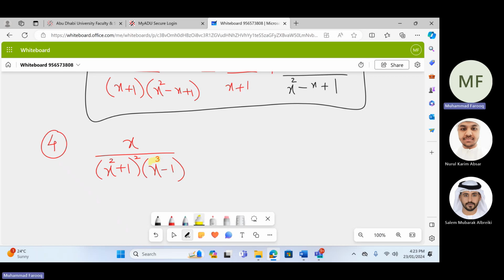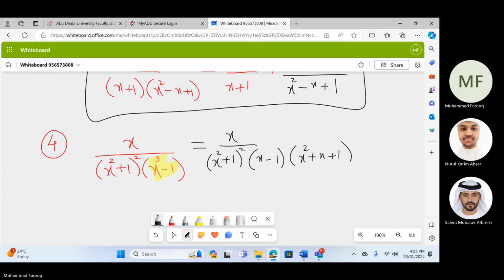Oh yes, this one you can factorize. By which rule? Difference of two cubes, a cube minus b cube. The first one, no change. As it is. Because we cannot factorize x squared plus 1, it has power 2. This one we can factorize: x minus 1 times x squared plus x plus 1. So now we have factorized the denominator completely, the down part.